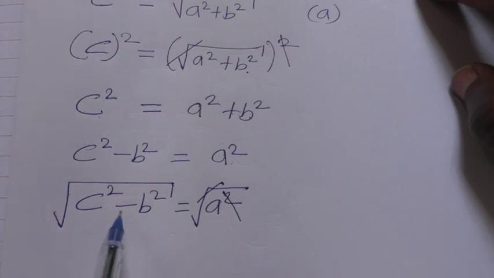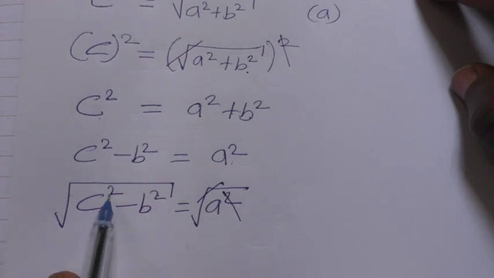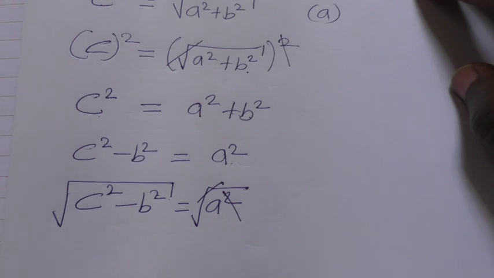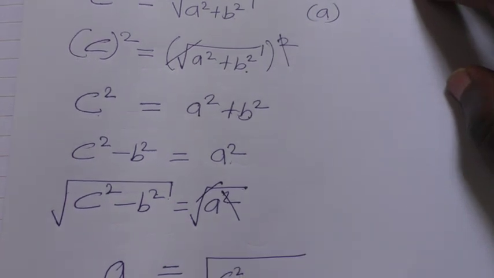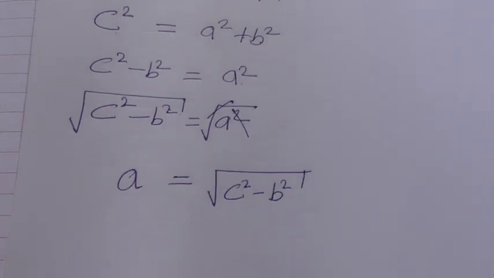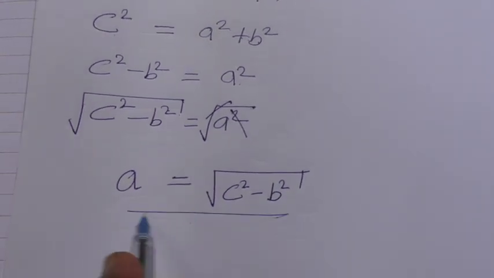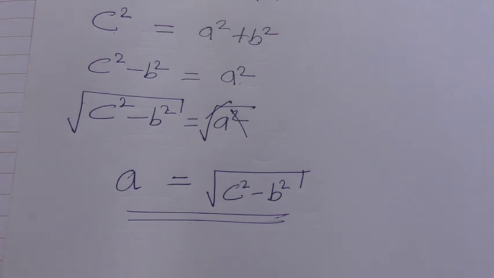Never ever attempt to cancel any of the powers with the root. That's totally very wrong. So that leaves us with A as the square root of c squared minus b squared. So that will be our final expression for A.